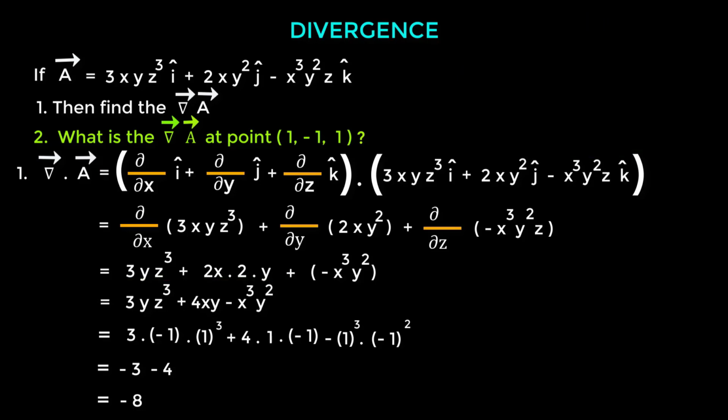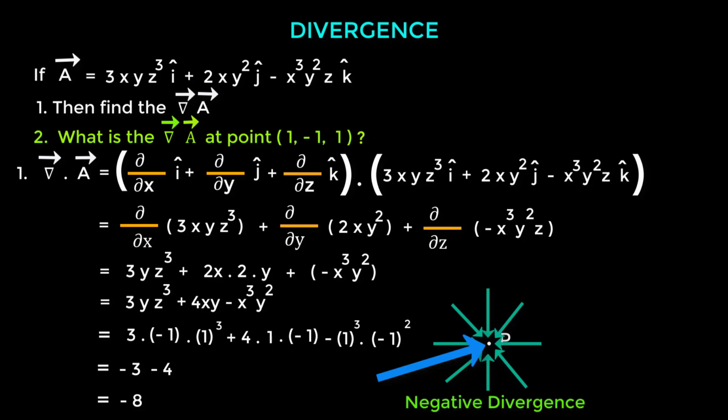There are 2 more types of divergence available: positive divergence and negative divergence. See, from this point, all the lines are spreading out. This is the main theme of positive divergence. And see here, all the lines are coming towards this point. This is the main theme of negative divergence.